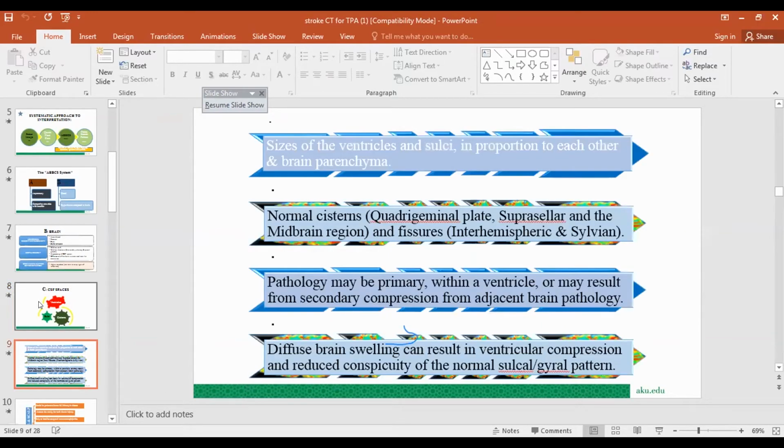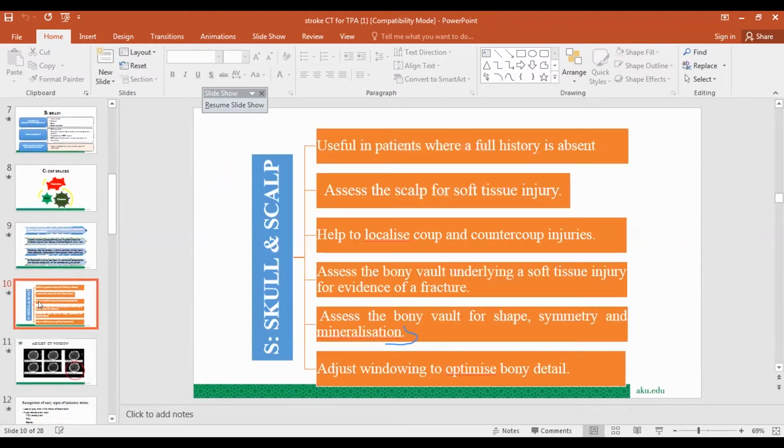In CSF spaces, you have to see the size of the ventricles and sulci in proportion to each other and the brain parenchyma. You have to see the normal cisterns and fissures. Pathology may be primary within the ventricle or may result from compression. Diffuse brain swelling can result in ventricular compression and decreased conspicuity of the normal sulci and gyral pattern.